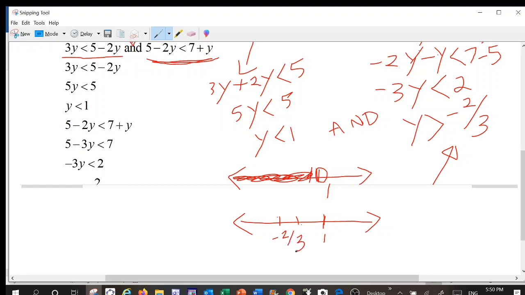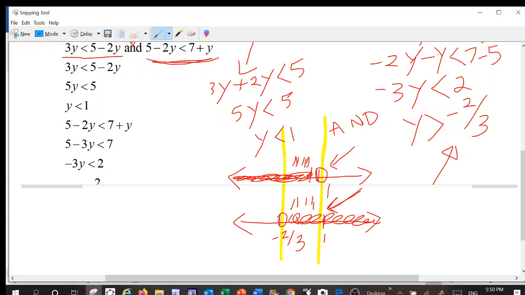Now, do I want negative 2/3? No. But I want all the numbers to the right of it, right? So, what do these two actually have in common? They have this part in common, right? So, all of these numbers are good here. All of these numbers here are good because they're in both places. Now, 1 is here, but is not here. I mean, is here, but is not on the top. So 1 is not included.